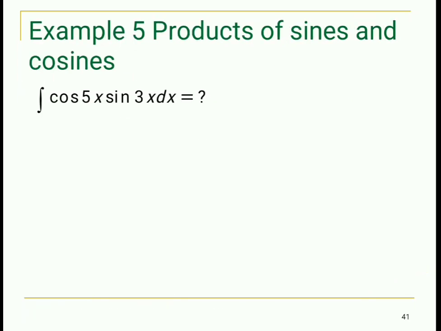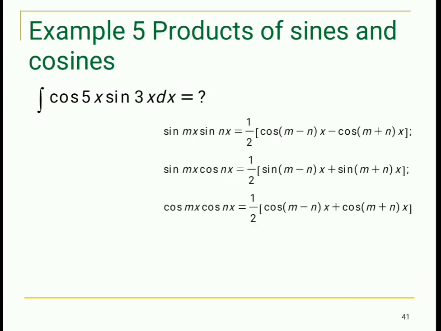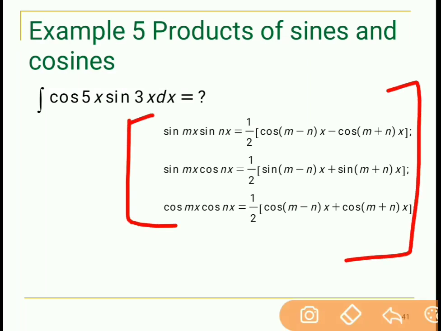Next, product of sines and cosines. Now, there are two functions of sines and cosines, and the given question is integration of cos 5x into sin 3x. To solve such kinds of problems, we can use the trigonometric identity which says that the product of two sine functions of different values, that is sin mx into sin nx, is equal to what? It will be equal to 1 by 2 cos of the subtraction of these two values, that is m minus n into x, minus cos of the addition of these two values, that is m plus n into x.